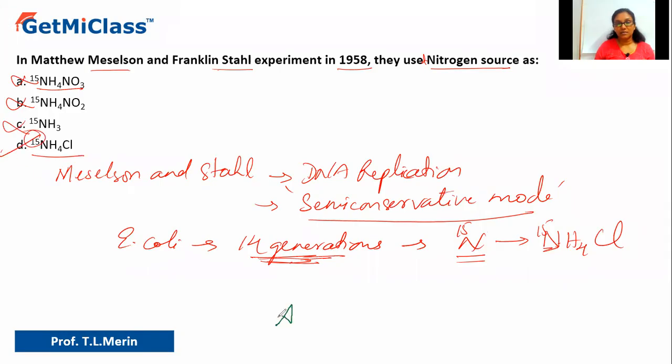So what is the answer? Let us conclude. The answer is option D, that is N15 present in NH4Cl. I hope you understood the explanation.